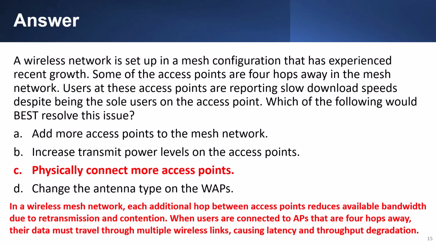Answer: Physically connect more access points. In a wireless mesh network, each additional hop between access points reduces available bandwidth due to retransmission and contention. When users are connected to APs that are 4 hops away, their data must travel through multiple wireless links, causing latency and throughput degradation.